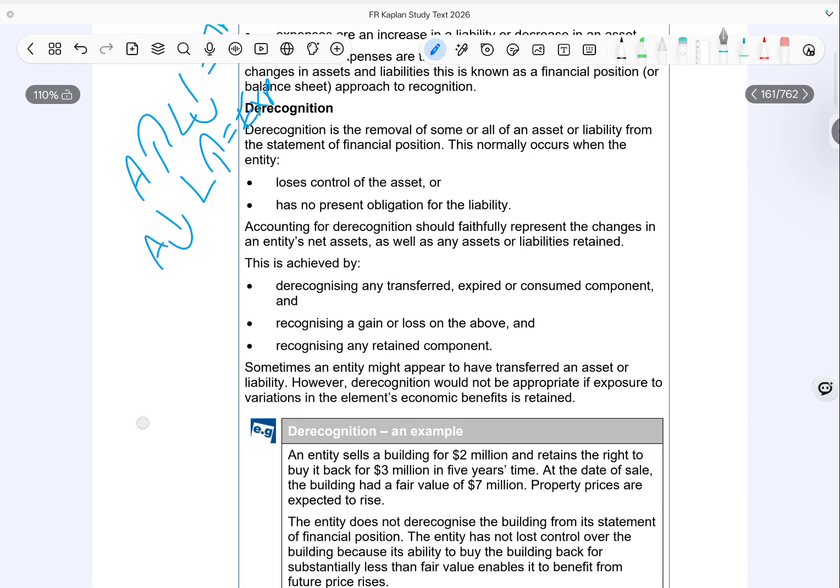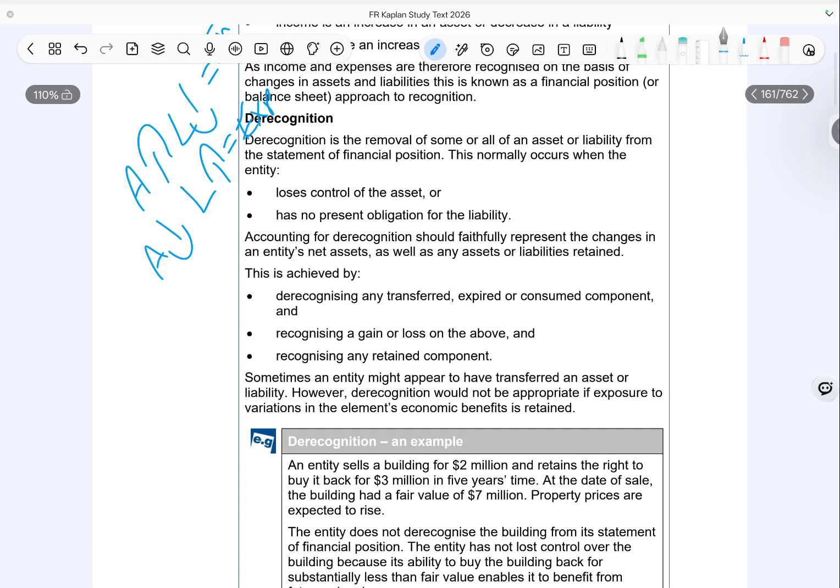First, assets. An asset is derecognized when the company loses control over it. For example, if a company sells a machine and no longer controls it, the machine is removed from the balance sheet. Second, liabilities. A liability is derecognized when the company no longer has a present obligation. For example, if a loan is fully repaid, the liability disappears and is removed from the balance sheet.